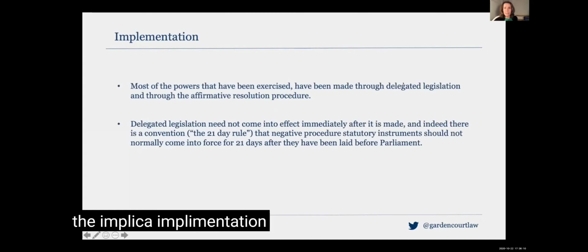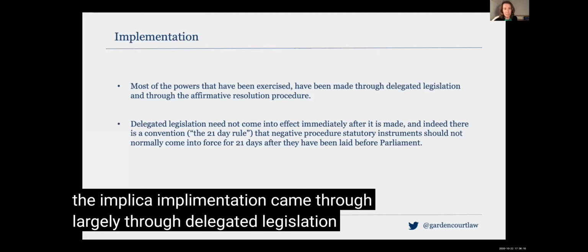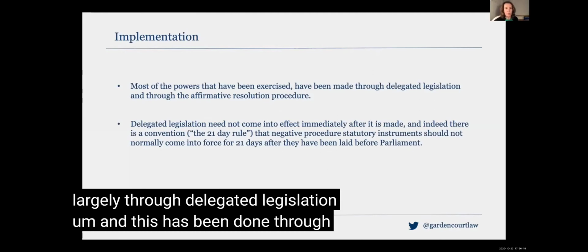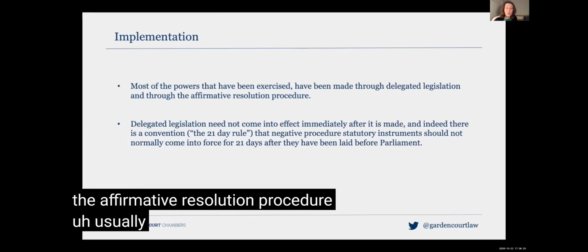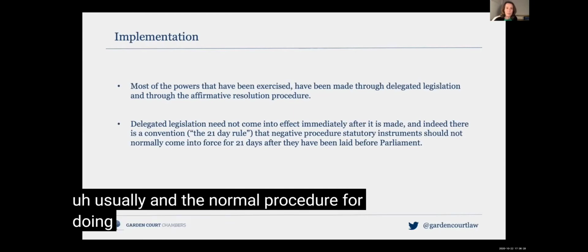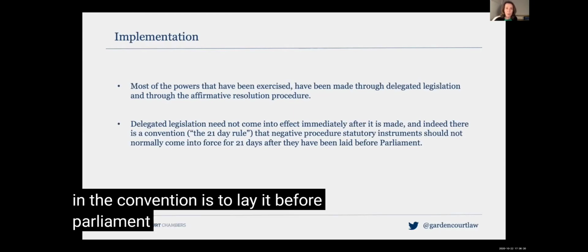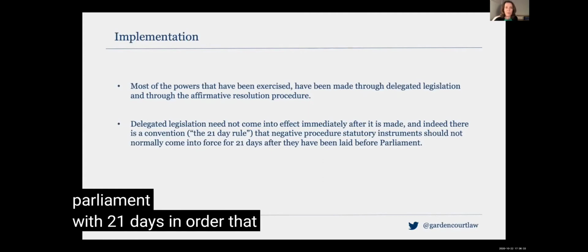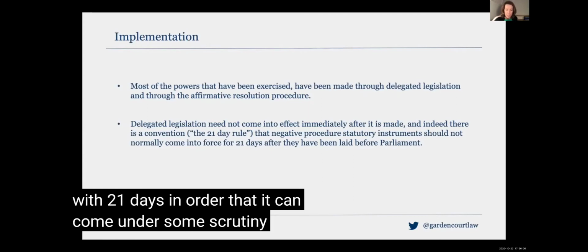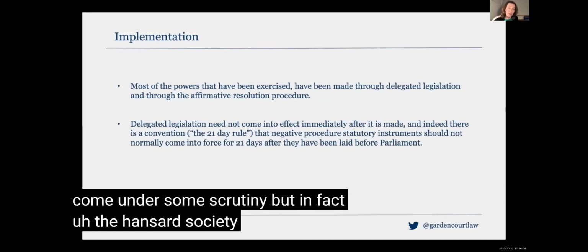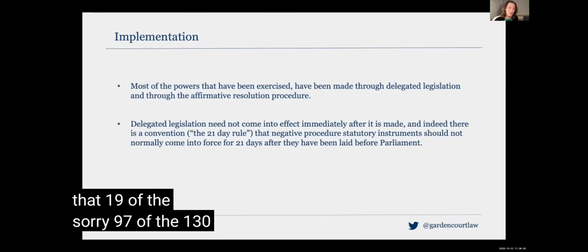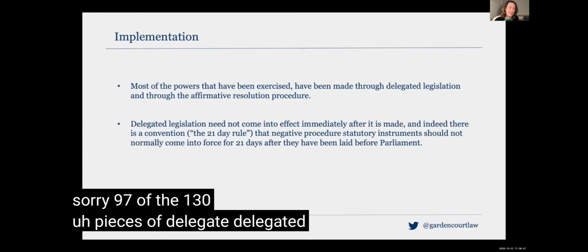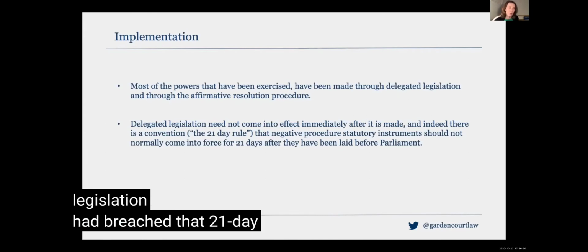The implementation came largely through delegated legislation, and this has been done through the affirmative resolution procedure. Usually, the normal procedure for doing so in the convention is to lay it before Parliament with 21 days in order that it can come under some scrutiny. But in fact, the Hansard Society reported in July that 97 of the 130 pieces of delegated legislation had breached that 21-day convention.